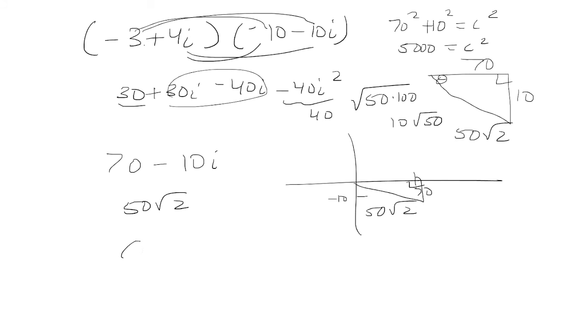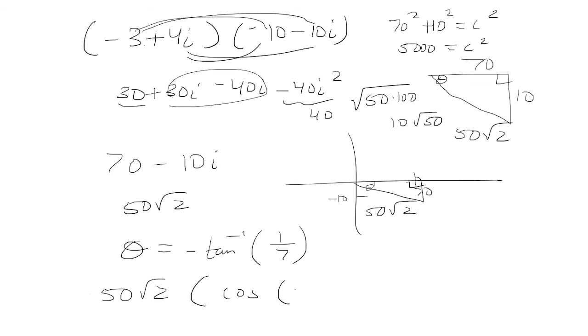And then theta, we know theta is going to be negative because it's over here. So from the previous example, we know it's going to be negative. But pretend it's up here, you just do y over x. Inverse tangent of y over x. Y is 10, x is 70, so that's 1 over 7. So we get r times the quantity cosine theta plus I sine theta.